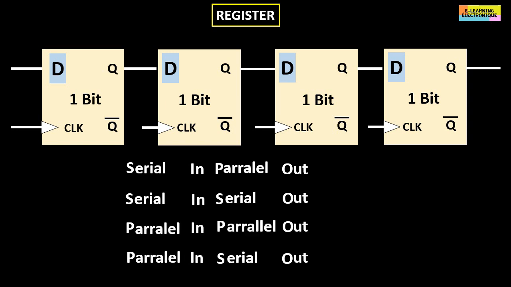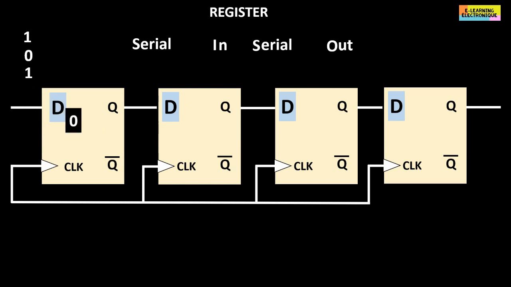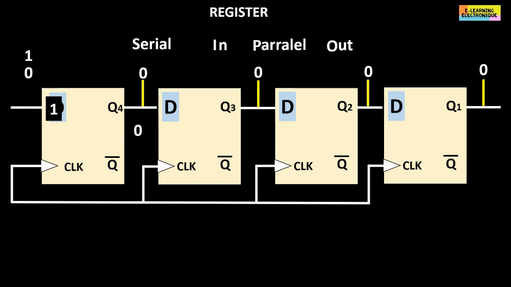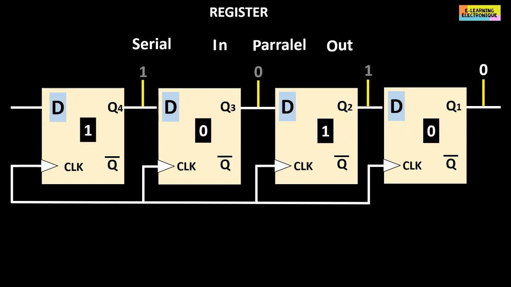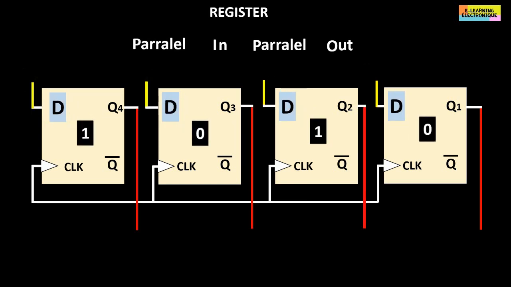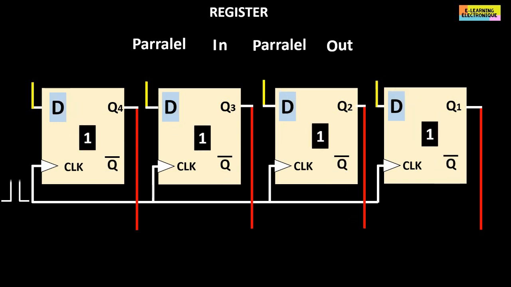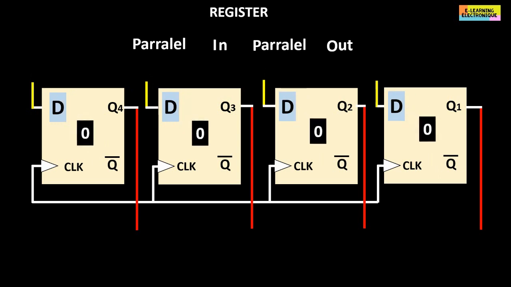For the SISO, serial in serial out register, the data enters and exits in series. For the SIPO, serial in parallel out register, the data enters in series and exits both in parallel and in series. In PIPO, parallel in parallel out register, the inputs enter in parallel and exit in parallel. This is the principle on which the latch works.